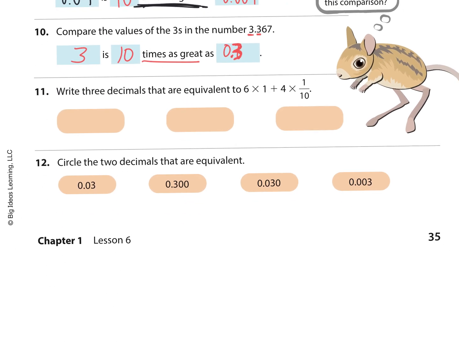Number 11, write 3 decimals that are equivalent to 6 times 1 plus 4 times 1/10. Ooh, what could I do? My first one might be 6.4. I have 6 wholes, I have 6 ones, and I have 4/10. So 6.4. But how else could I write decimals that are equivalent to that? Jason, what's one? Not 4 points. I don't want to change the places. 6.4. Uh-huh. Levi?